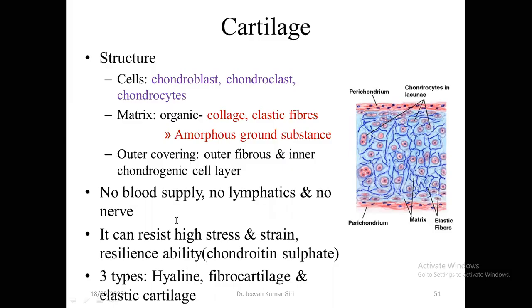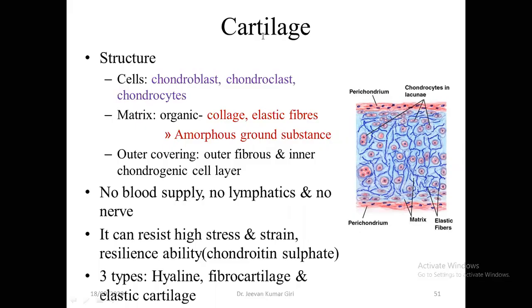Now see the next properties of cartilage. The cartilage does not have a blood supply, no lymphatic drainage, and no nerve supply. Just remember this point. So there is no blood supply, no lymphatic drainage, no nerve supply. This is the next property.